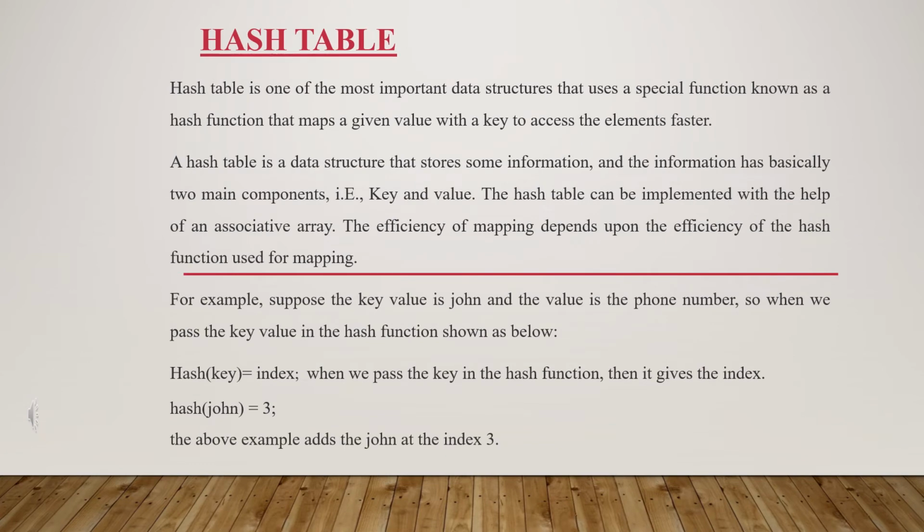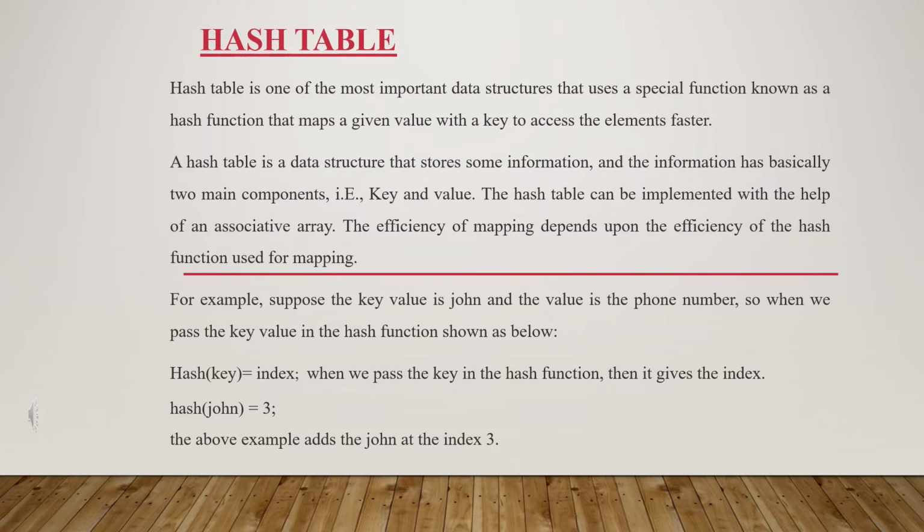Now we are going to discuss hash table. Hash table is one of the most important data structures that uses a special function known as a hash function that maps a given value with a key to access the element faster. A hash table is a data structure that stores some information, and the information has basically two main components, that is key and value. The hash table can be implemented with the help of an associative array. The efficiency of mapping depends upon the efficiency of the hash function used for mapping.